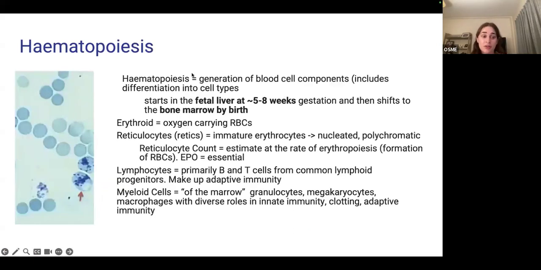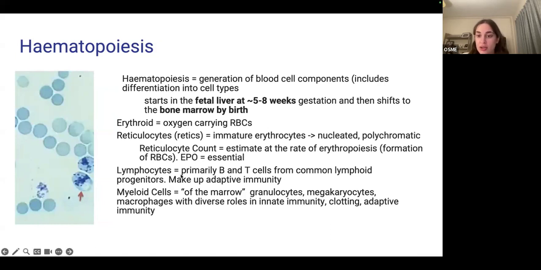So hematopoiesis. Think of it as hemato meaning of the blood, poiesis meaning generation. So hematopoiesis is generation of blood cell components. This starts in the fetal liver at 5 to 8 weeks gestation, and as they develop, this will go more and more to the bone marrow. Erythroid is just a term meaning red blood cells that carry oxygen.